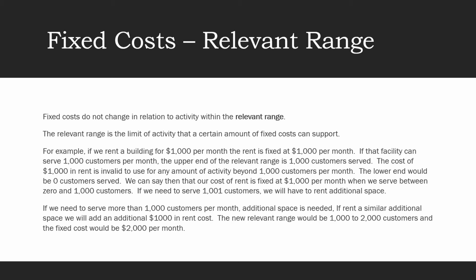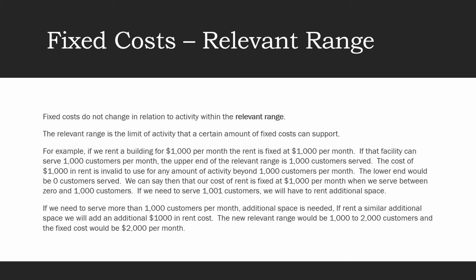For example, let's just say that we have a retail location that we rent, and our rent is $1,000 a month for the use of that retail location. And we can sell, or service, I should say, 1,000 customers a month in that location. That's the maximum capacity of people that we can serve. So the relevant range for that retail location would be a maximum of 1,000 customers and a minimum of 0 customers. So the relevant range would be between 0 and 1,000.